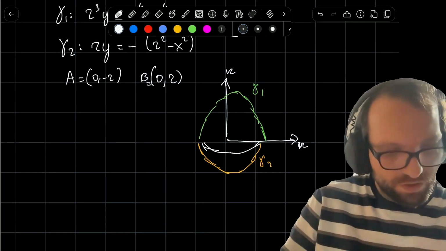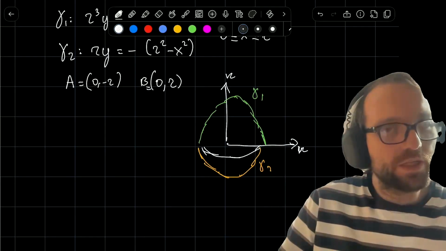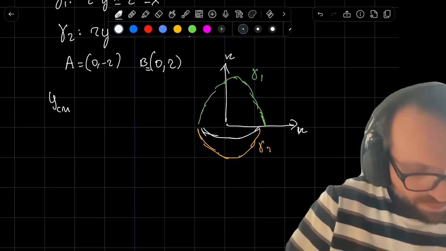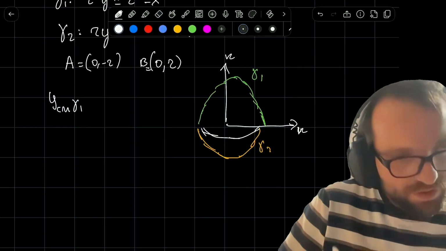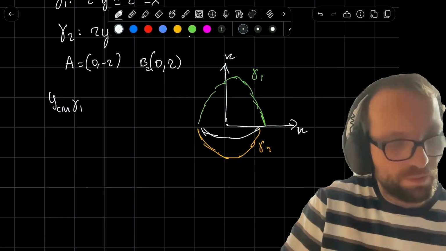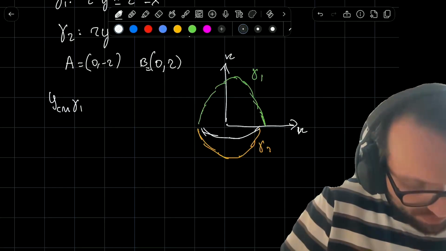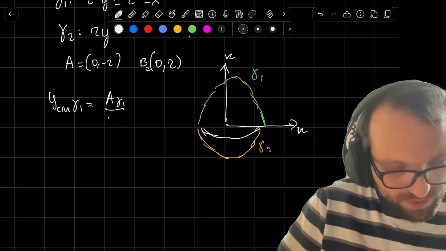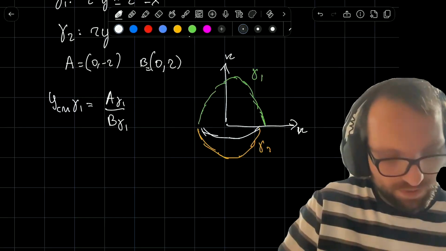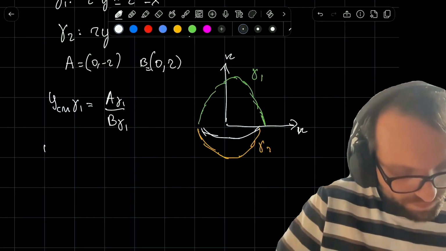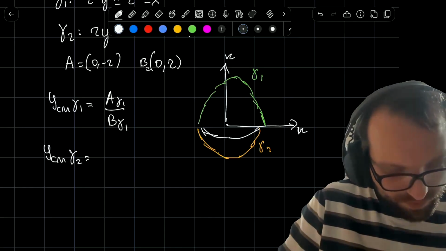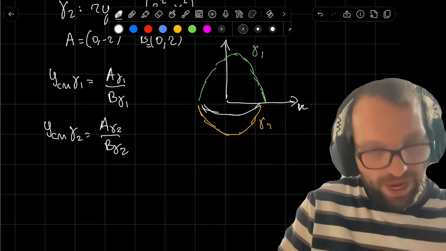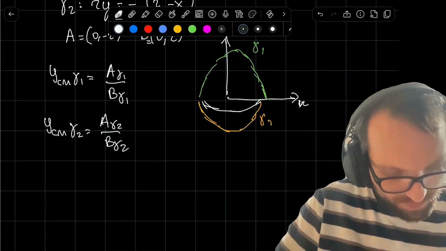Okay, so let's try to get, for example, we need to find the y center of mass of the object with a rotation of gamma 1, which is going to be, again, two integrals, A divided by B. And we need to find it for gamma 2, and the center of mass of the combination of the object.